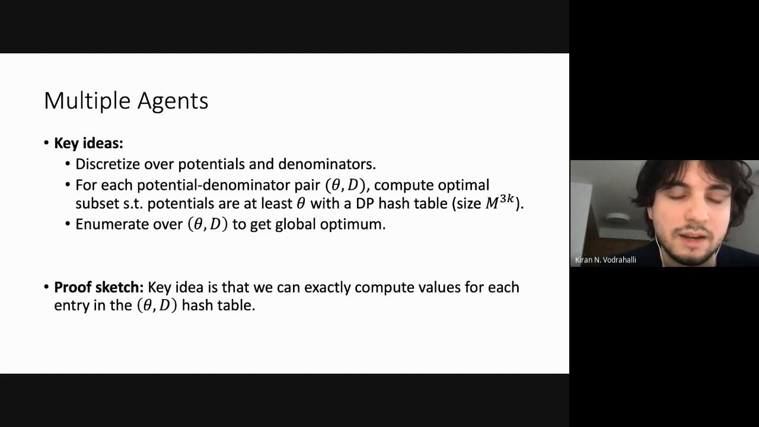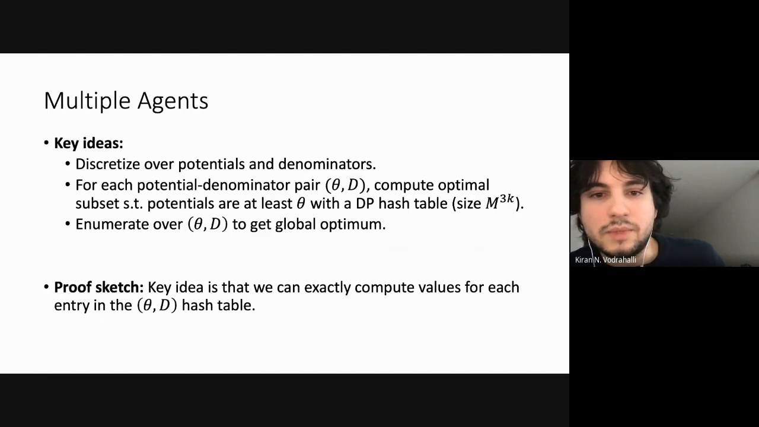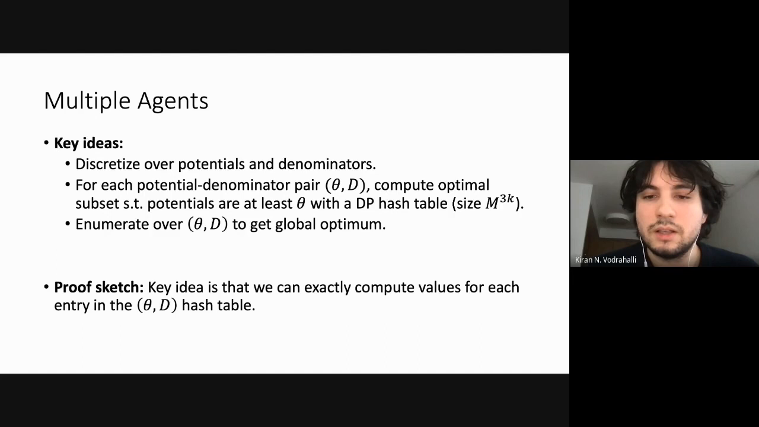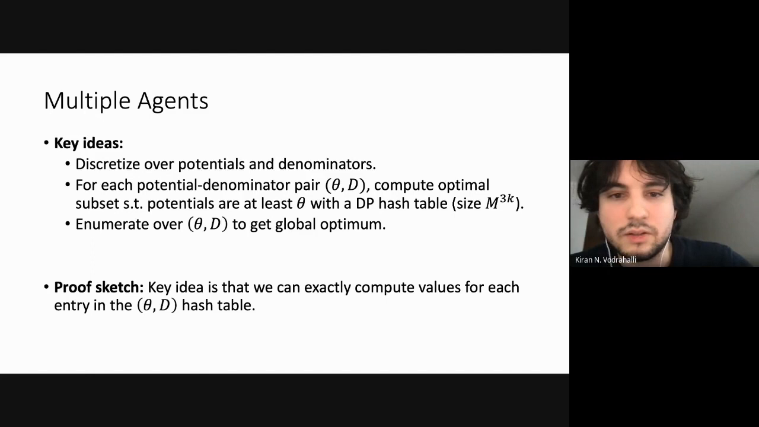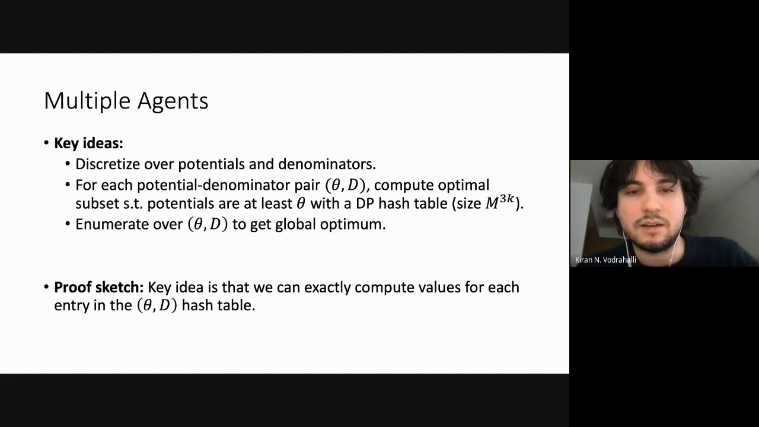The size of this hash table is going to be m to the 3k, where m is just the number of discretized numerators and denominators. The reason why there's a 3 there is because you have m's which correspond to the numerators, which look like z_i's times potentials. So there's m of each of those, so m squared. And then you also have m's corresponding to just the denominator, z. So if you want to get all pairings, you need to look at m cubed. And then k is the number of agents, so we're going to maintain this thing for every single agent. And that's where the exponential part comes from.